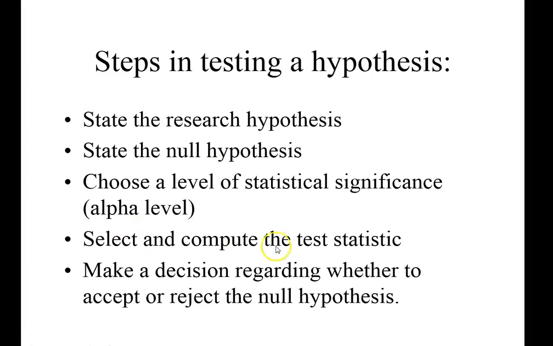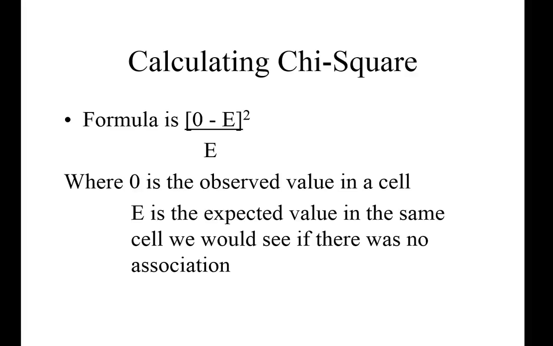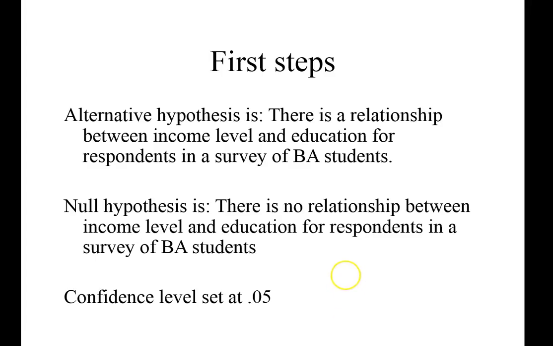So you want to select and compute this test statistic. You would do that within your software program. Then you're going to make a decision regarding whether or not to accept or reject the null. That's really what we're doing in every experiment, every research. We're rejecting the null. And when we reject the null, what are we doing? We're accepting the research hypothesis. Okay, I'm not going to go over that. Let's just look at the first steps.